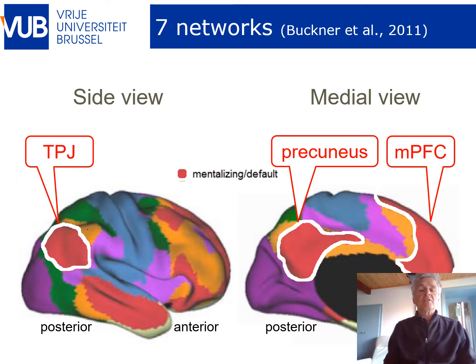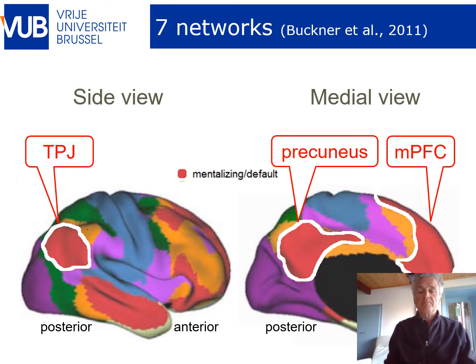And here you can see the 7 major networks of the brain. And in red is indicated the default mode system, of which the mentalizing system takes the most part. So we see here on the left the temporal parietal junction, one of the key systems. On the right, the medial prefrontal cortex, another key system. And in the middle here, the precuneus, which is also a very important system, part of the mentalizing network.